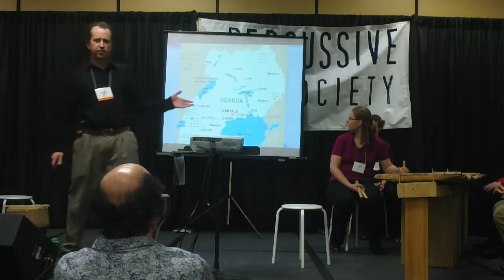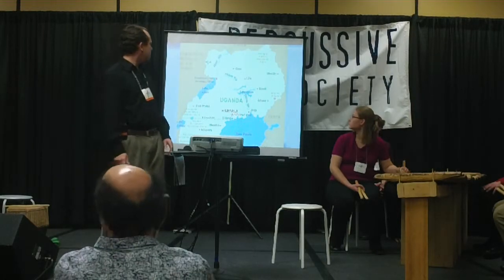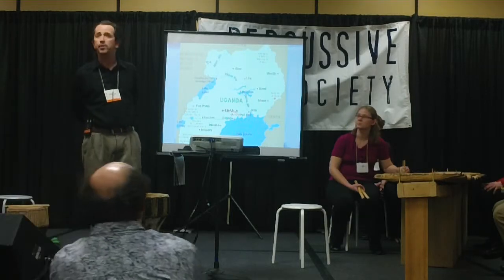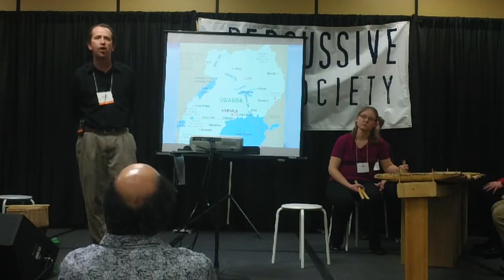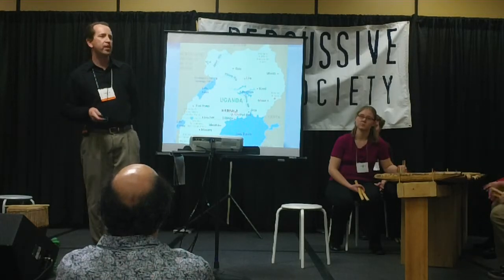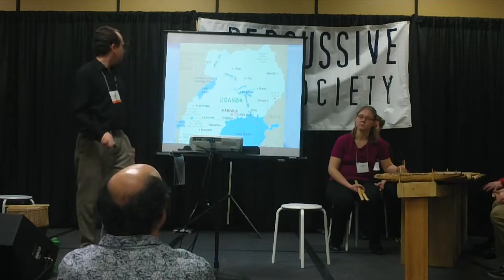And this instrument you just heard is called the Embaire. It comes from the southern part of Uganda. It's played by a group of people there known as the Busoga, and they live in the district called Busoga. Some of you in the room might be familiar with the neighboring district of Buganda and their traditions of the Amadinda and Akadinda, of which this is very closely related.